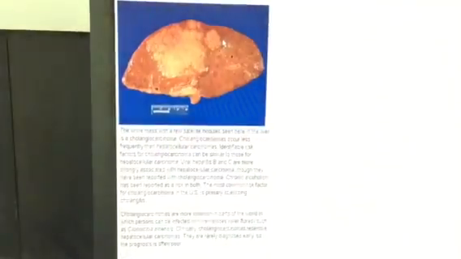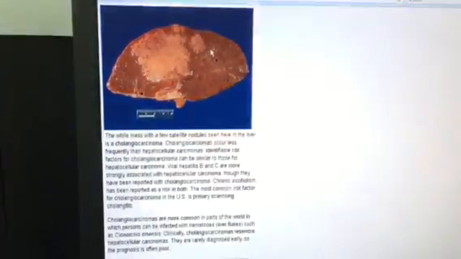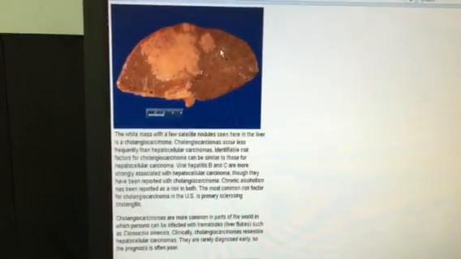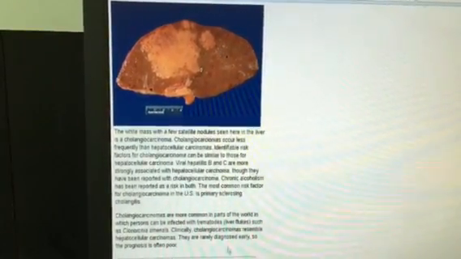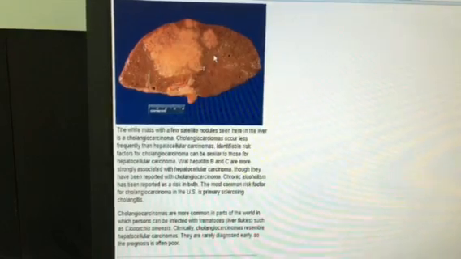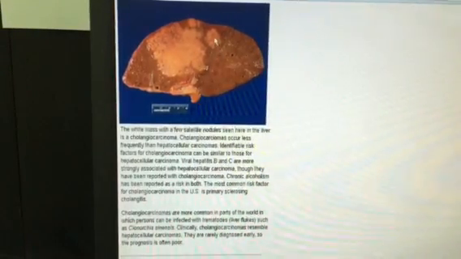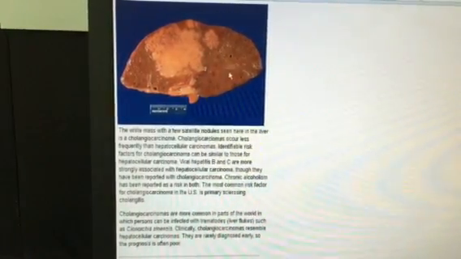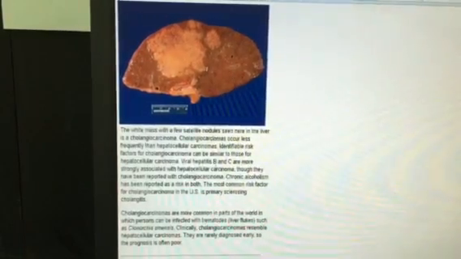Cholangiocarcinoma, on the other hand, is seen in the developing countries. Why? Because there is infection, most likely with the liver fluke. So cholangiocarcinoma will be one cause of it, could be the liver fluke.